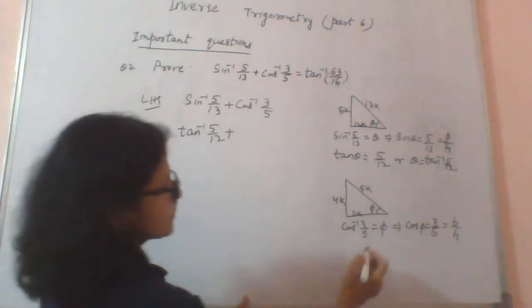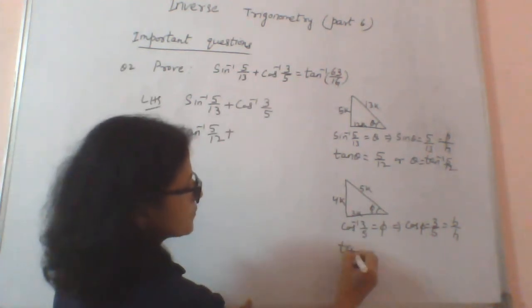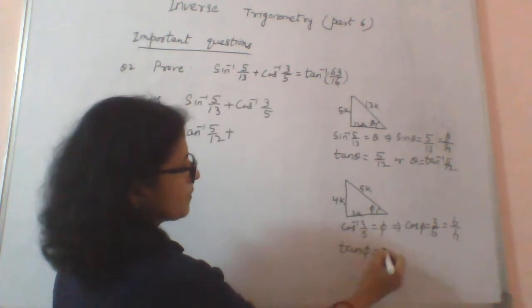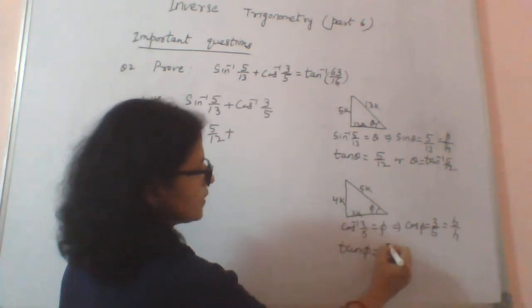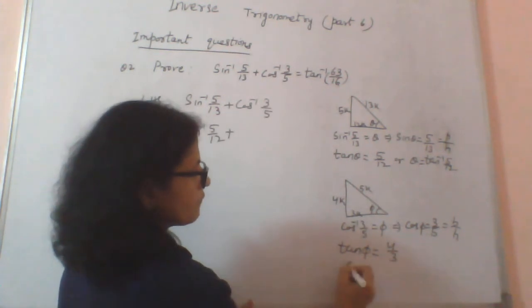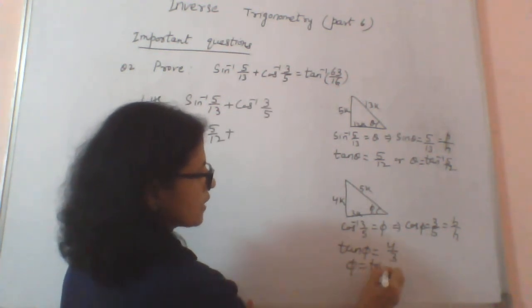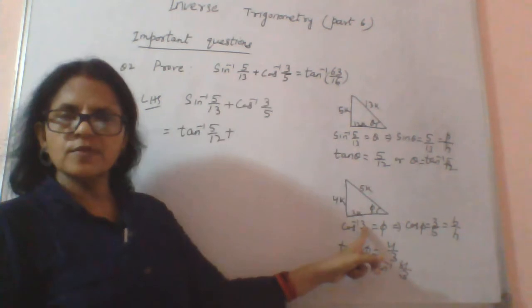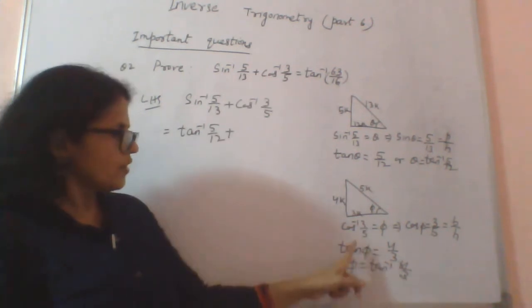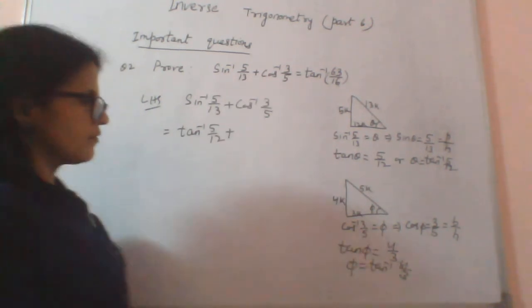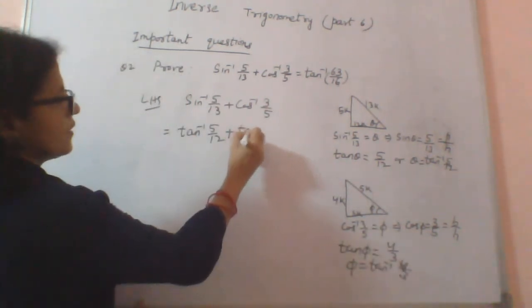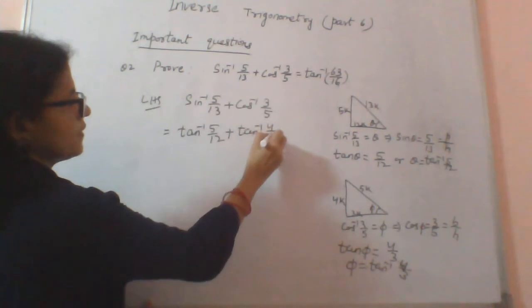So here you see we need tan. So tan phi equal to p by b. So p by b means 4k by 3k, that is 4 by 3. Phi equal to tan inverse 4 by 3. Okay, phi means cos inverse 3 by 5. So cos inverse 3 by 5 equal to tan inverse 4 by 3. So here we can write tan inverse 4 by 3.